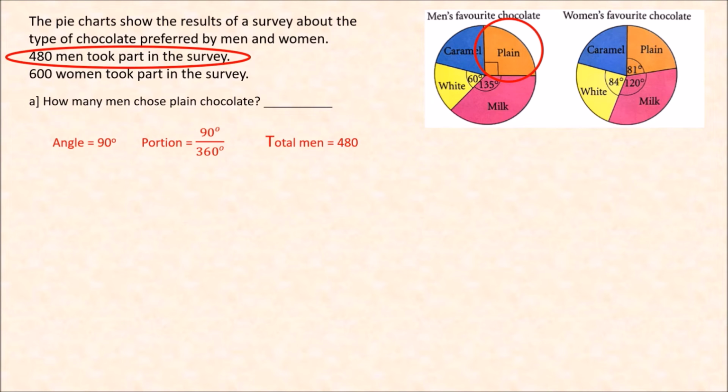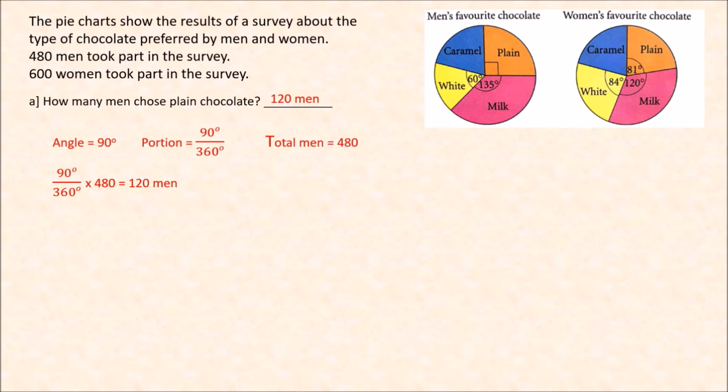Okay, and the total of men is 480. So if the proportion is 90 over 360, just multiply that by 480 to get the total number of men. So 90 degrees over 360 times 480, 120 men chose plain chocolate. Okay, let's try the women.